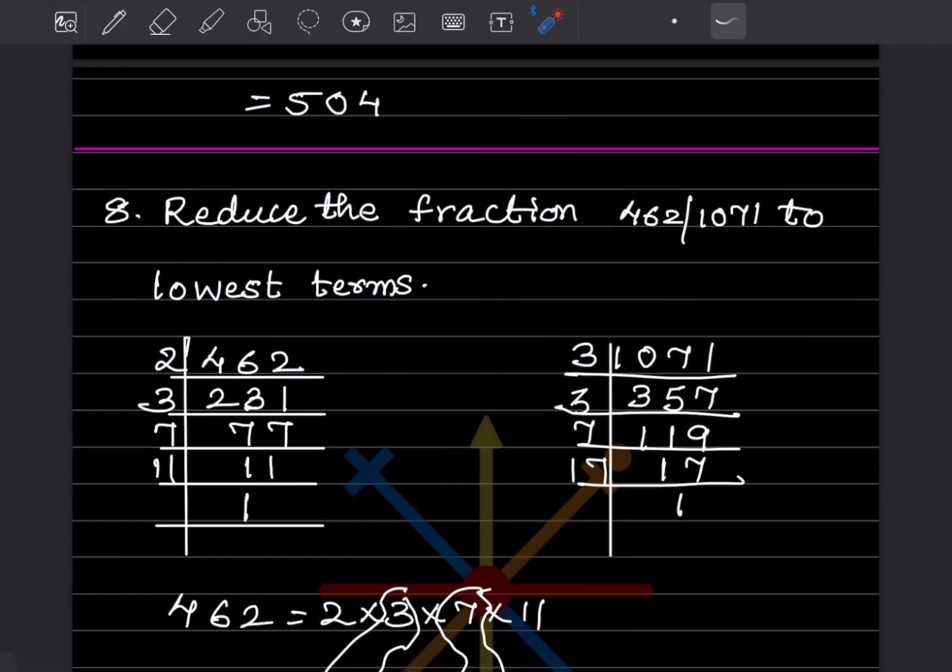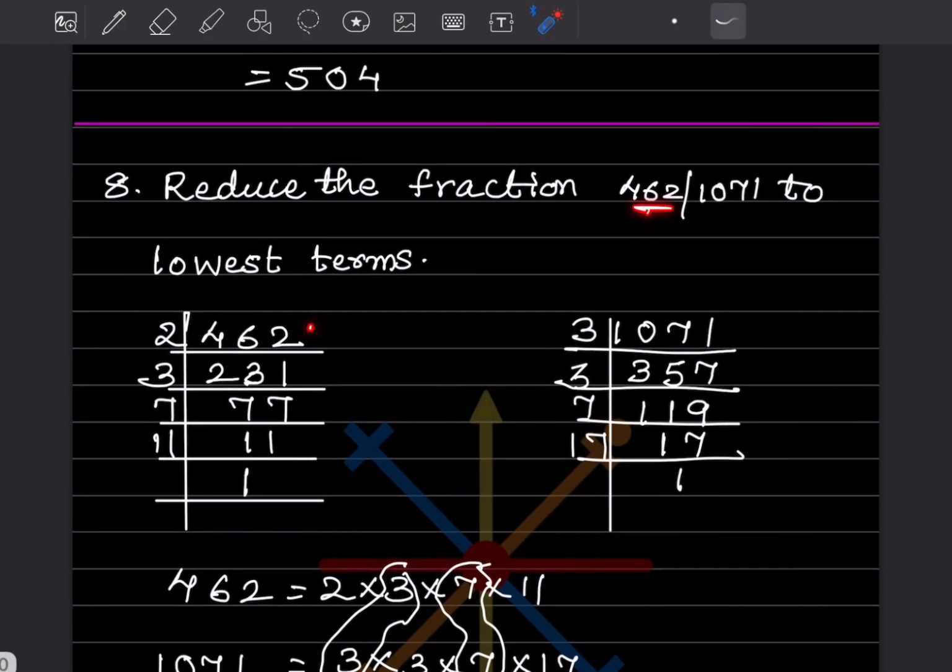So now to reduce, what we have to do, we again will take the factors of 462 and take the factors of 1071. So factors, this is divisible by 2, 231. So this is not divisible by 2, so it will be 3. So that will be 77. So now this is not divisible by 3, directly with 7, 7 11s are, and this will be possible by 11.